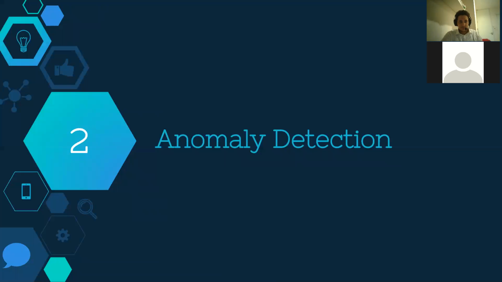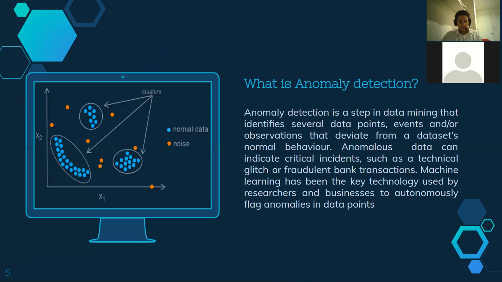So what is anomaly detection? Now, anomaly detection is a common technique that a lot of banking industries use to combat this issue. So what exactly is it? Anomaly detection is a step in data mining that identifies several data points, events, and observations that deviate from a data set's normal behavior. Anomalous data can indicate critical incidents such as a technical glitch or fraudulent bank transactions. Machine learning has also been a key technology used by researchers and businesses to autonomously flag anomalies in data points.